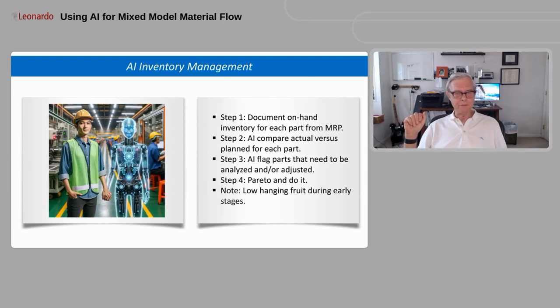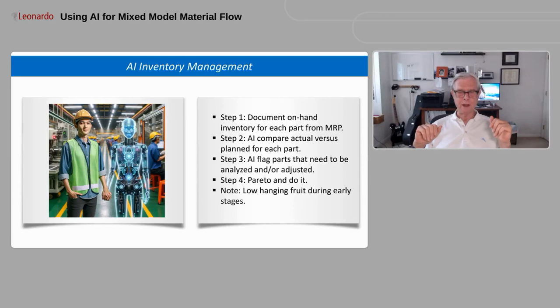Using AI for mixed model material flow. So inventory management. This is a similar thing that we would be developing with a script that we communicate with AI. If we know what the on-hand inventory is for each part, and AI also is able to calculate the target inventory, the goal, the maximum allowed inventory for that part with a formula, then it can compare the two and flag the exceptions, hopefully, where your inventories are out of balance, right? Usually where you have too much. You could have too little, but where you have too much.